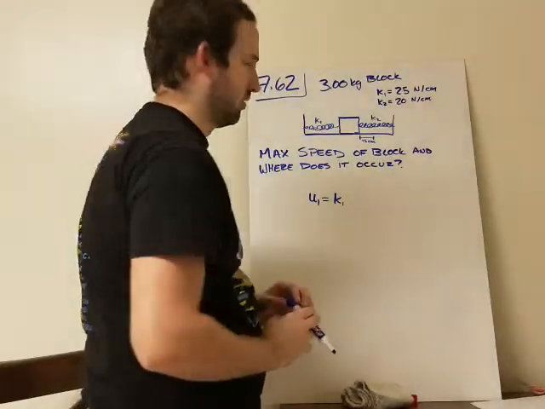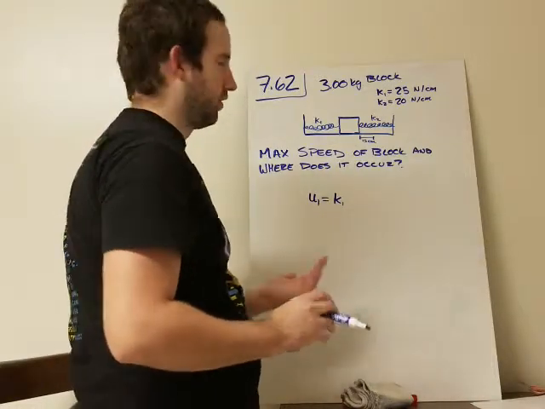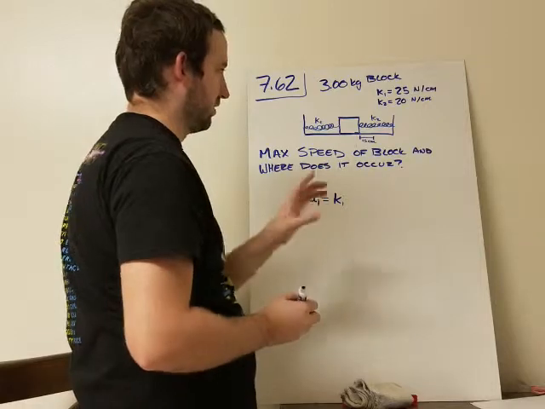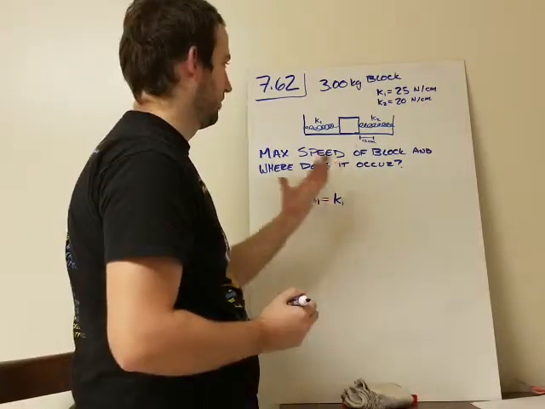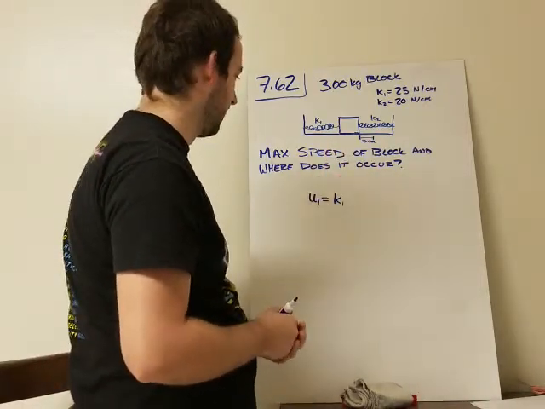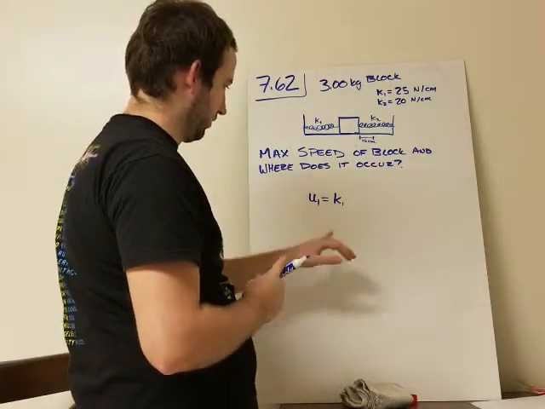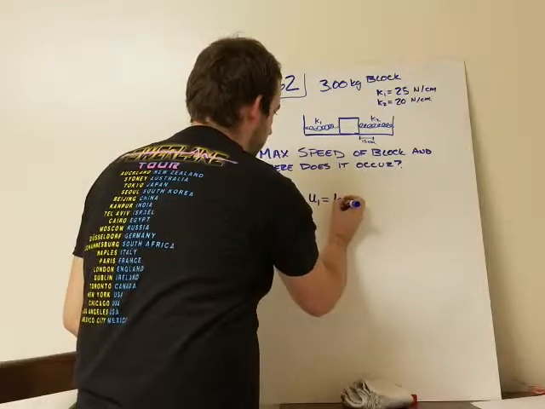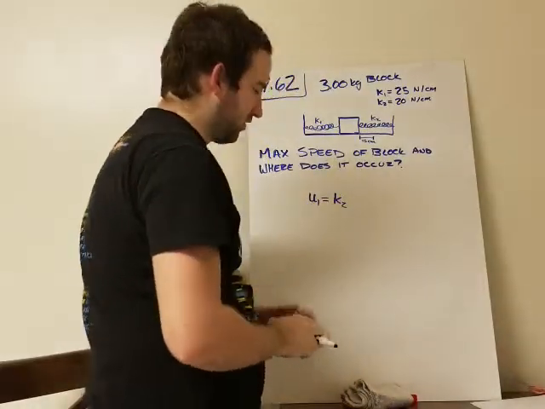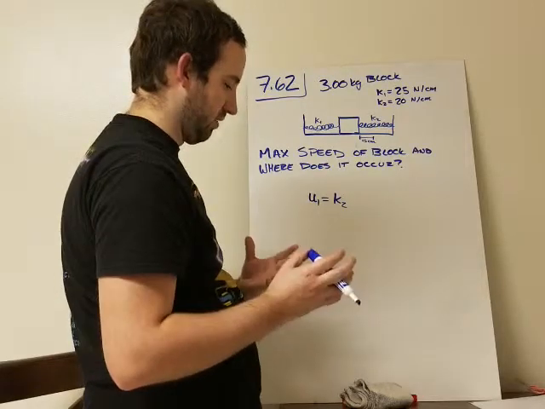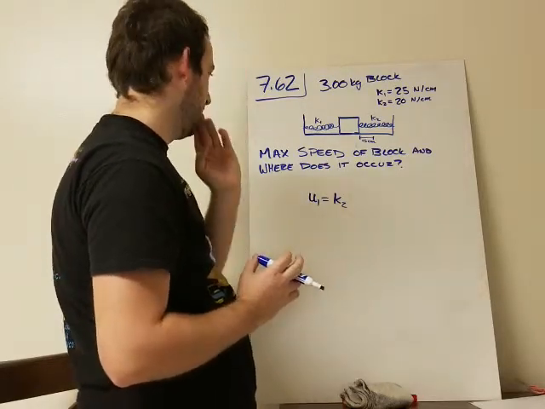And we're not told anything about friction, so no work is being done. It's all just within this conserved system here. So we have potential energy 1 equals, that's actually K2. So here's our equation we're going to start with. Now let's break it up into the components.